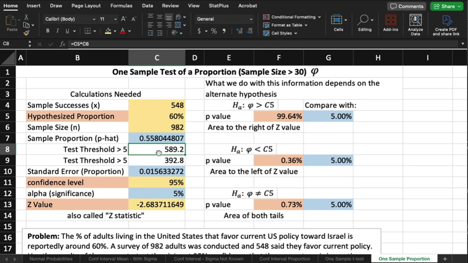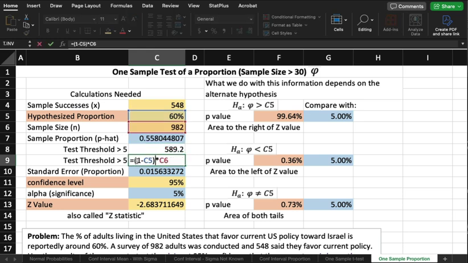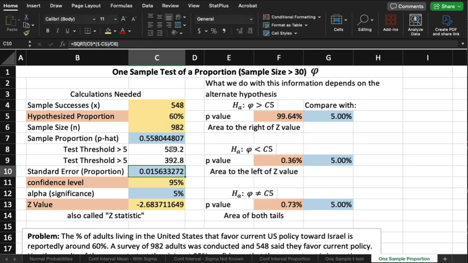To get your test thresholds, you use your hypothesized proportion. The first thing is to multiply the hypothesized proportion times the sample size. That's equals C5 times C6, and that's going into cell C8. And then the second threshold is equals parenthesis 1 minus C5, close parenthesis, times C6, and that's going to give us our other number. Those threshold numbers both have to be larger than 5. If they are not larger than 5, we cannot proceed. But since they are both way larger than 5, we are totally fine to proceed.